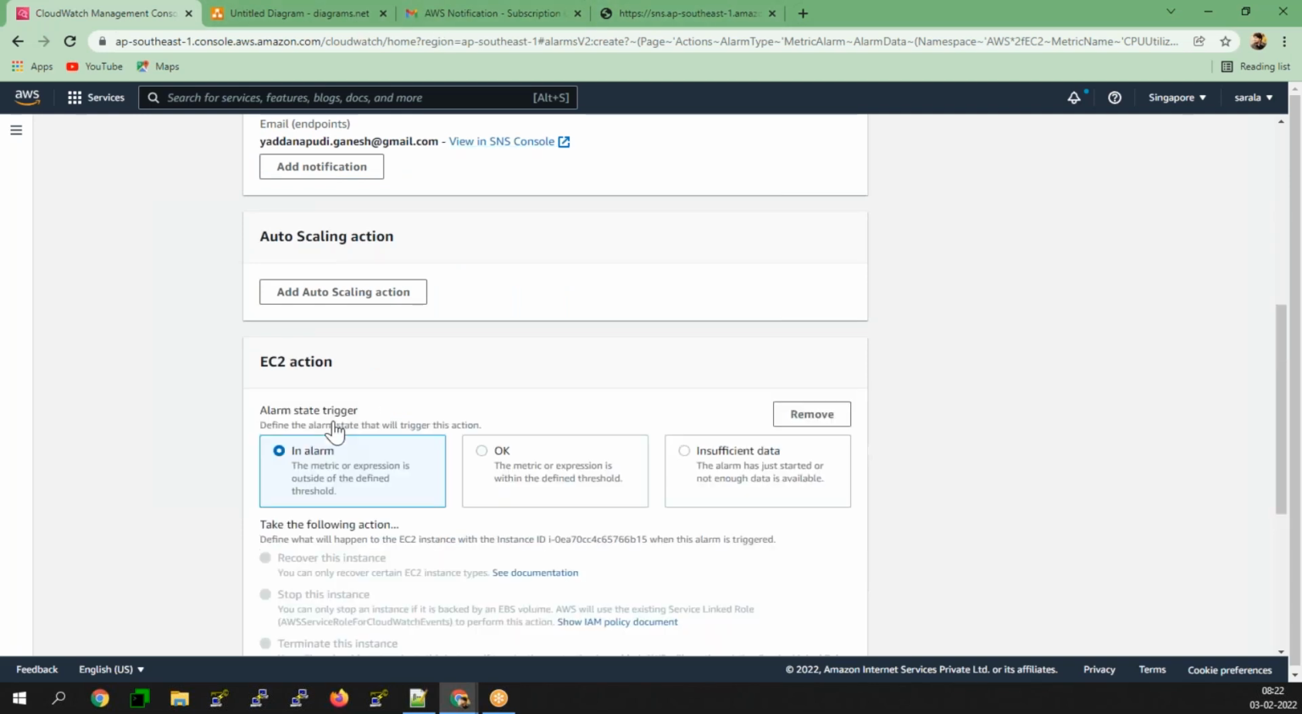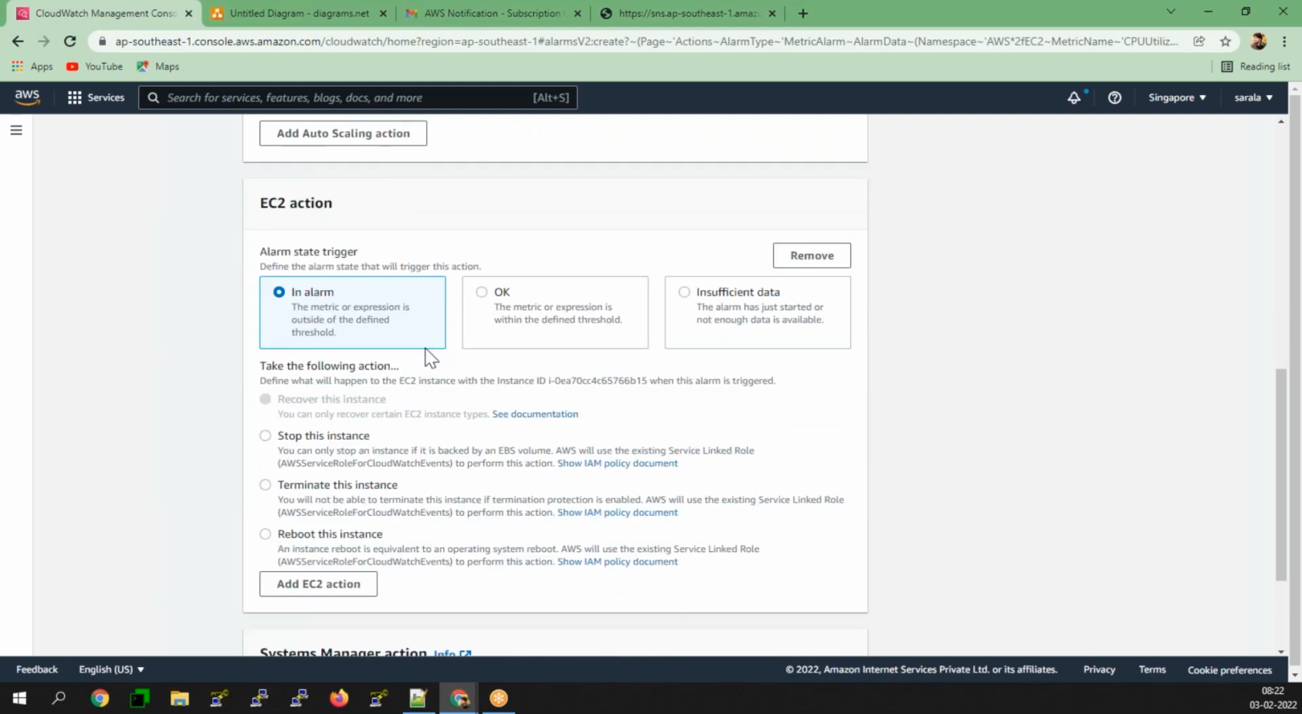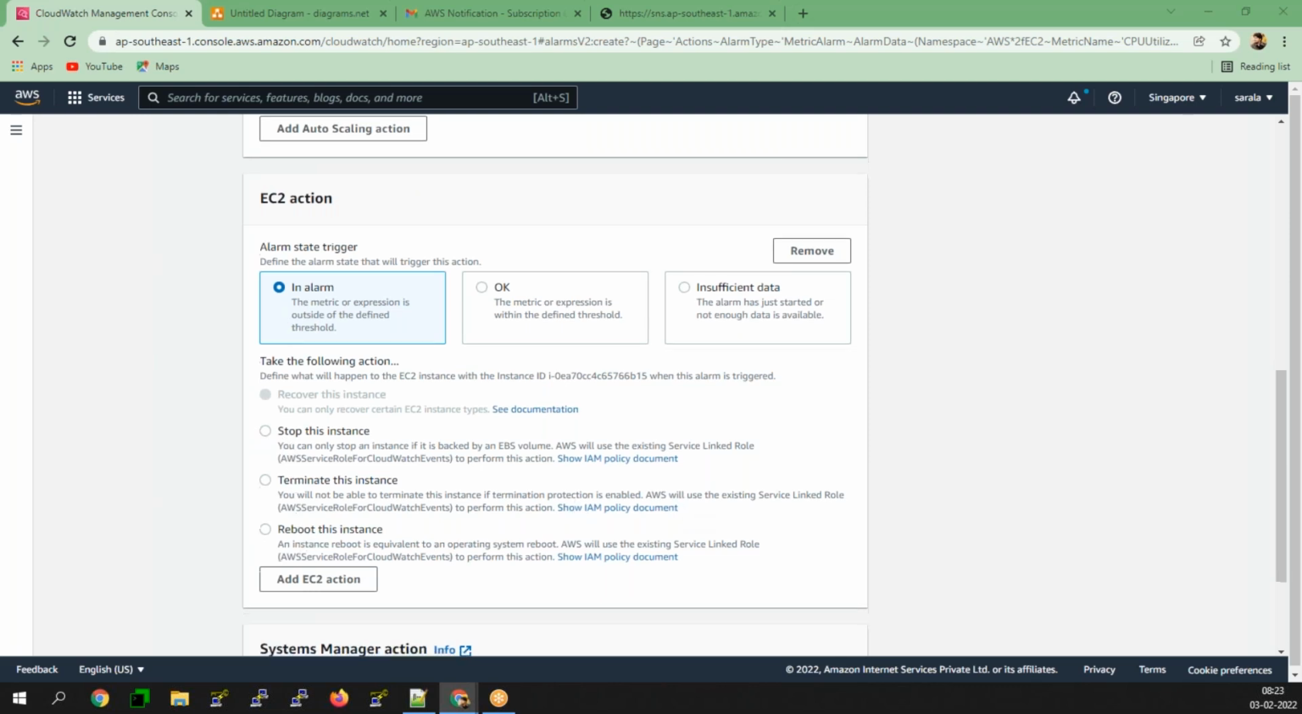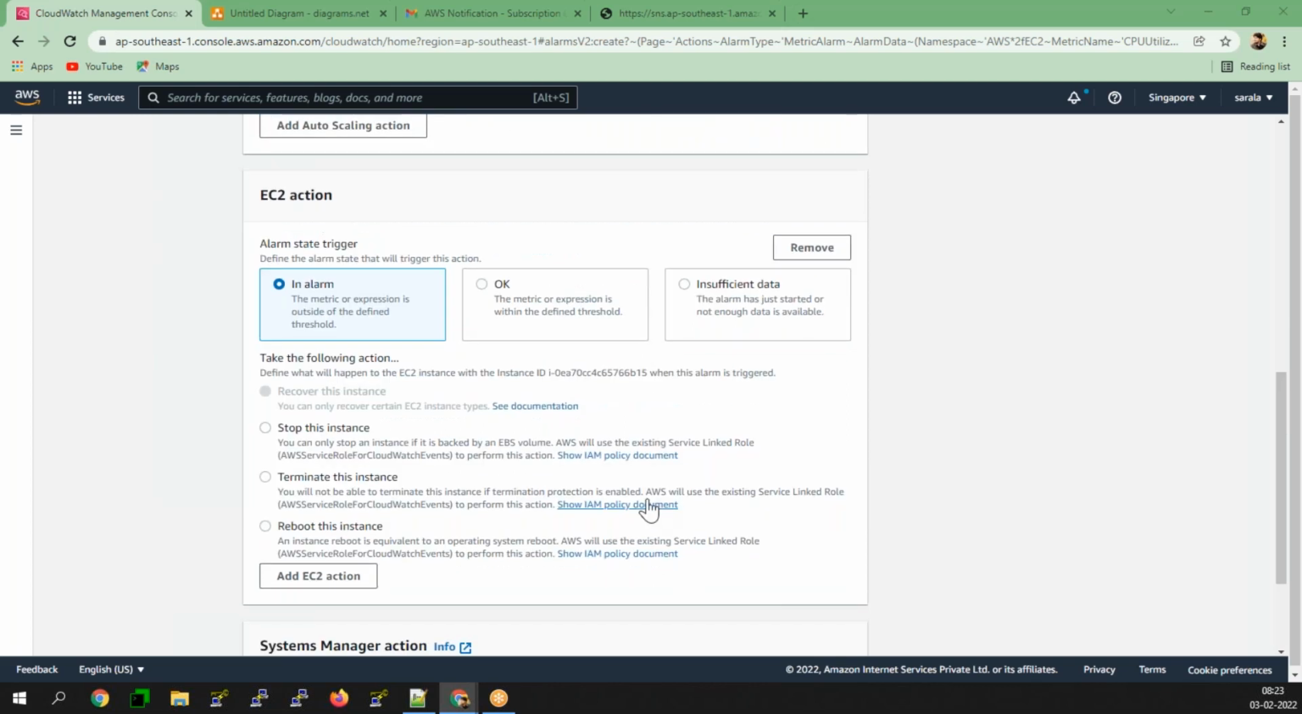For example, when it is greater than 75% in alarm, you can stop the instances, you can terminate the instances, or you can reboot the instances. If it is in alarm, you can mention this. Either you can stop, terminate, or reboot the instances. This is called CloudWatch events actually.